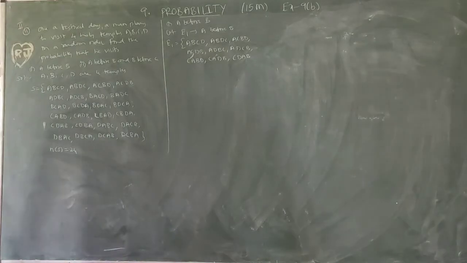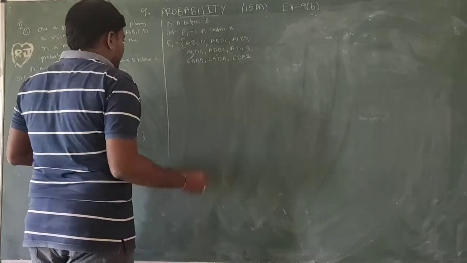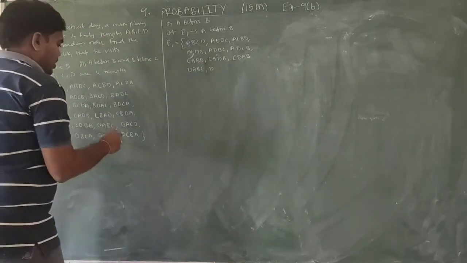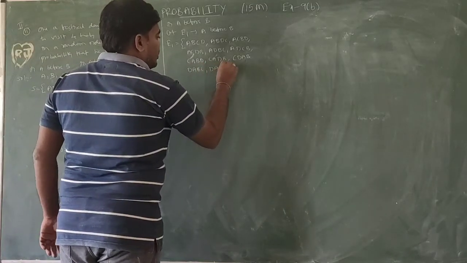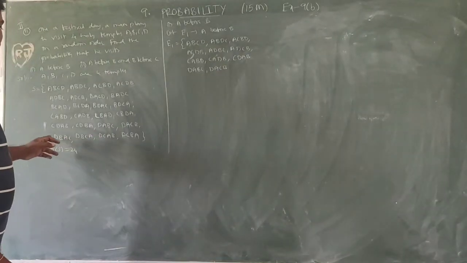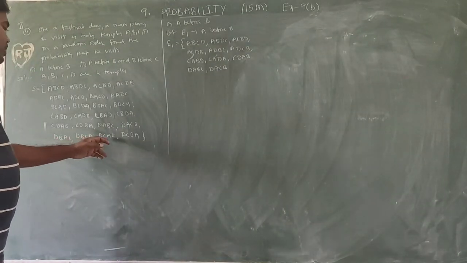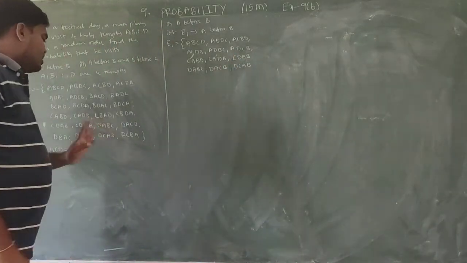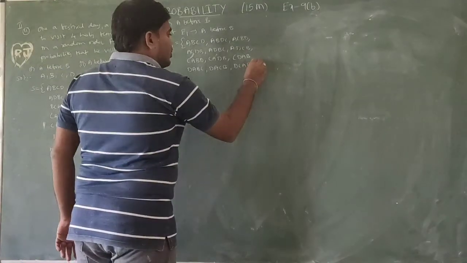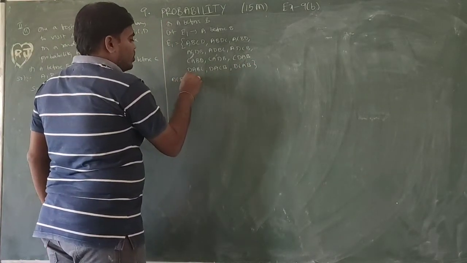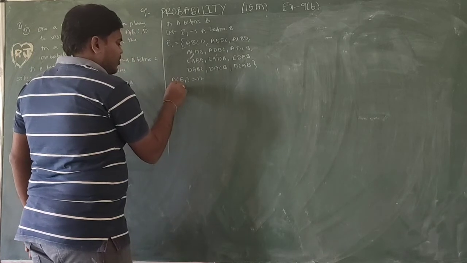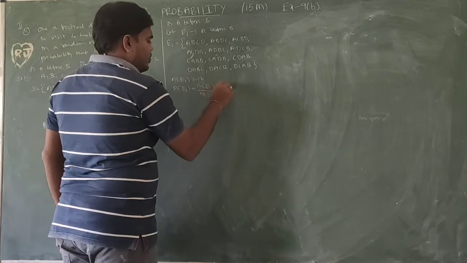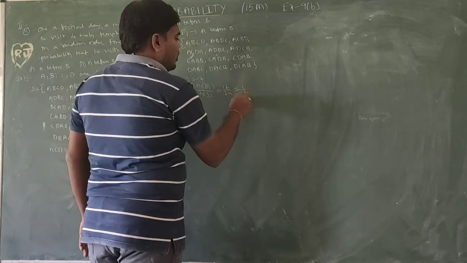And next, if we are taking D: D, A, B, C; D, A, C, B; D, C, A, B. So that's it. So total how many? 12. N of E1 equals 12. P of E1 equals N of E1 by N of S, which is 12 by 24, equal to 1 by 2.